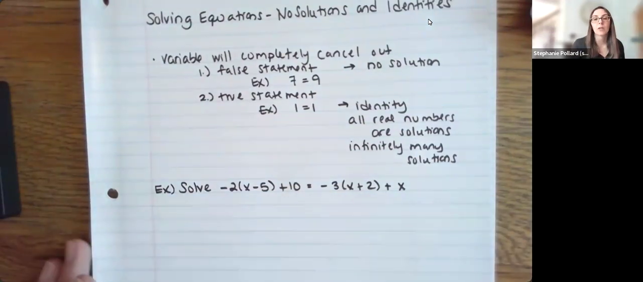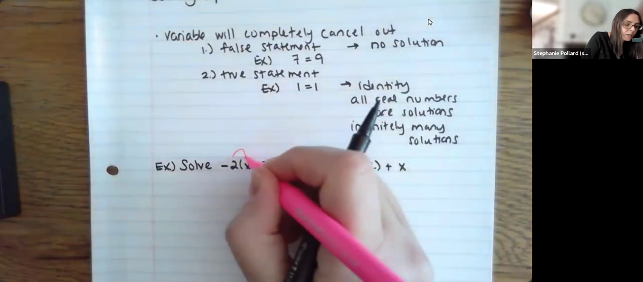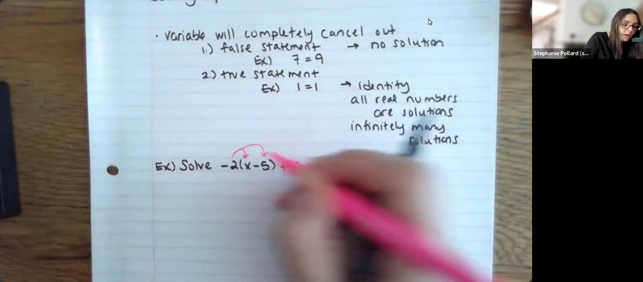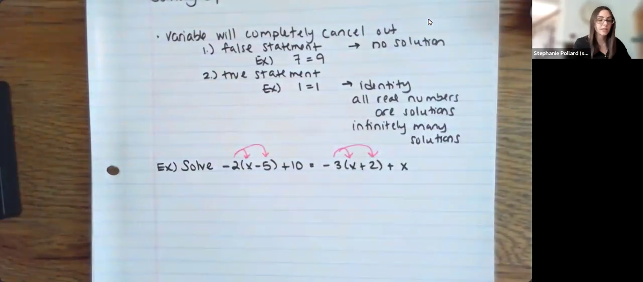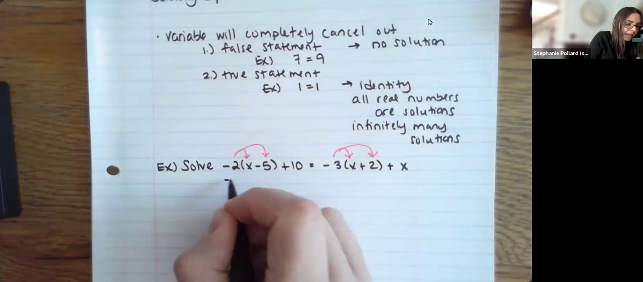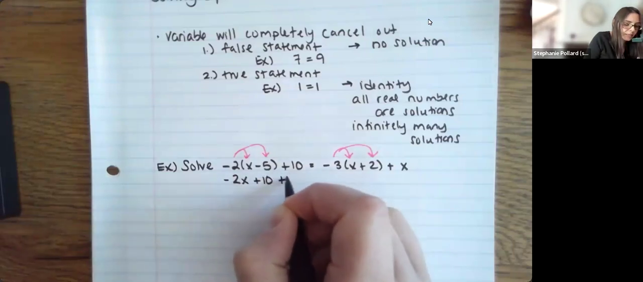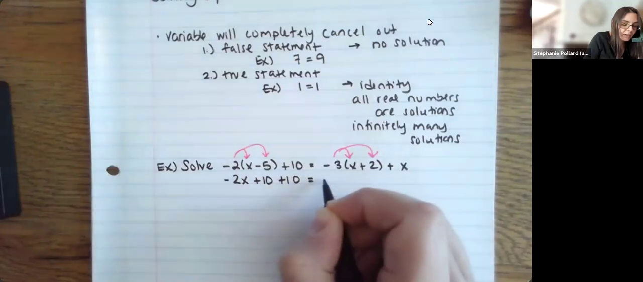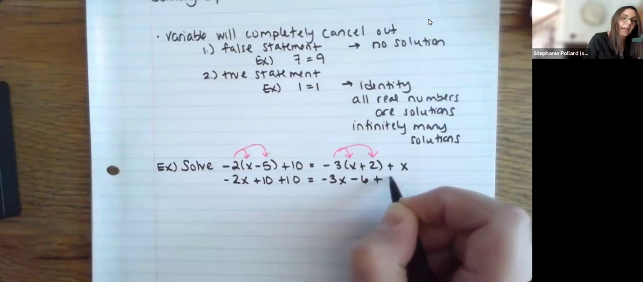Okay. Now, if you look at this, it looks just like a regular problem. So a lot of times it may not be obvious right away that there's going to be an issue with it. So you're going to start solving as usual. Now for this problem, I do see parentheses. So I'm going to start by distributing through and clearing out both sets of parentheses. I would have a negative 2x plus 10. I'm going to bring down the next plus 10. On the right side here, negative 3x, and then I would have a minus 6 and bring down the plus x.